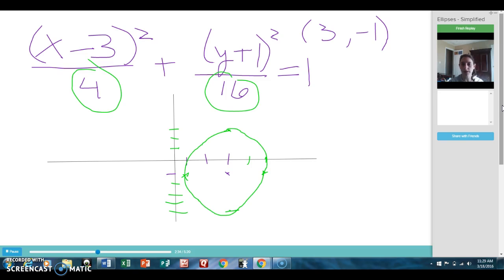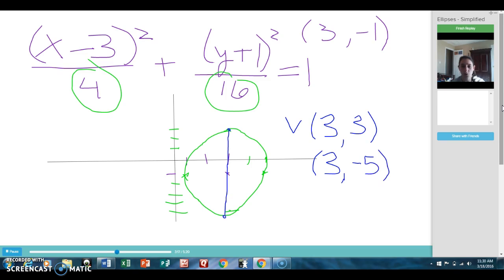All right, now let's identify all the important points on the ellipse. So first, up here and down here are the vertices. The vertices are always on the longer axis, or the major axis. It's just the tall one. So let's start with our center, which is at 3, negative 1, and we went up and down 4. So the vertices are going to be at 3, negative 1 plus 4 is 3, and negative 1 minus 4 is negative 5. So those are the vertices.